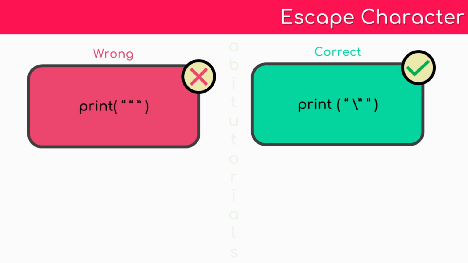To print the double quote, we need to insert a backward slash in front of the double quote to be printed. Such characters, which escape the normal behavior of the character, are called escape characters. Let's see the example now.